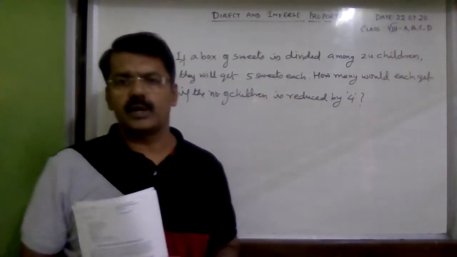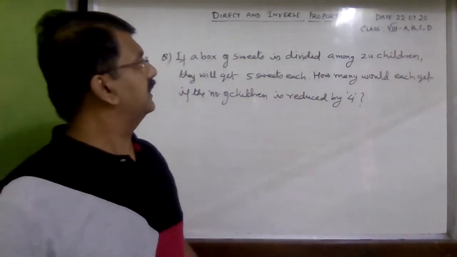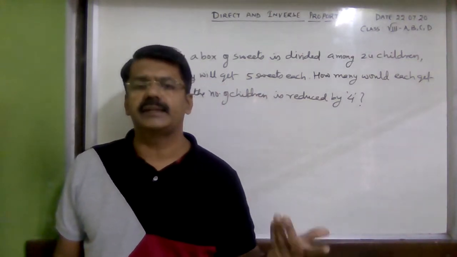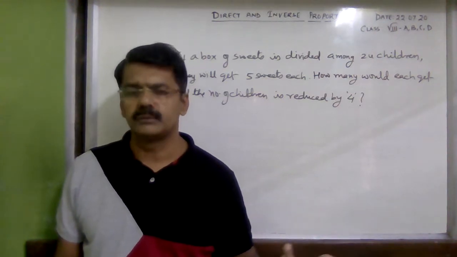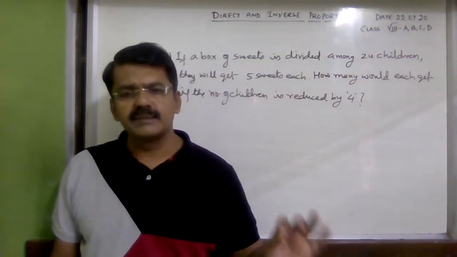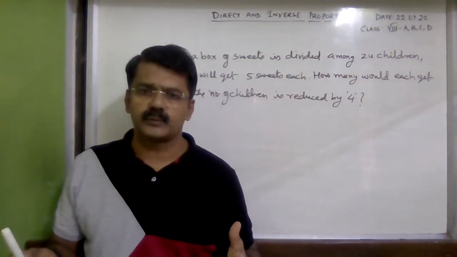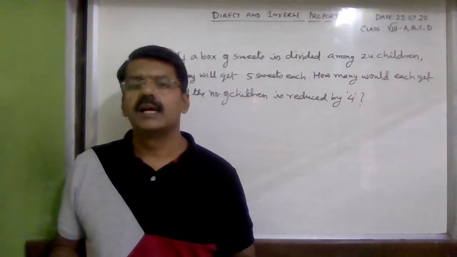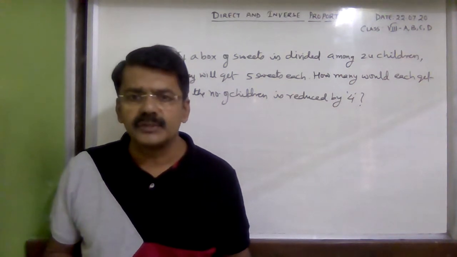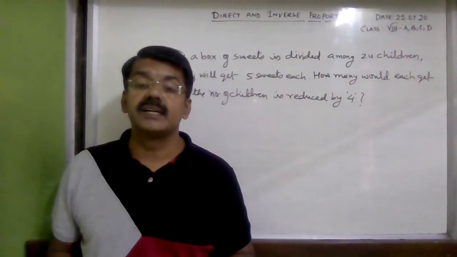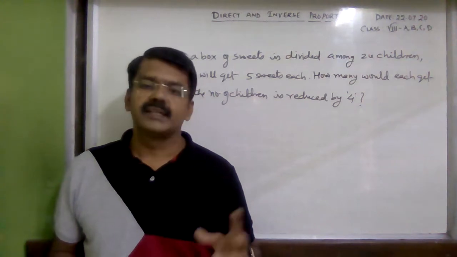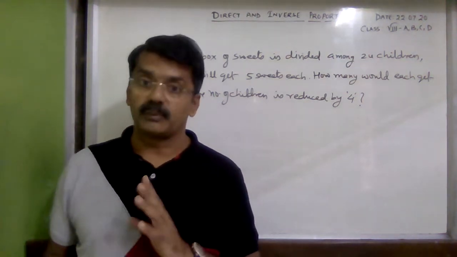Is reduced by 4. Now you see, here the two quantities are the number of children among which the box of sweets is distributed and the number of sweets that every child is getting. So very simple thing, you have a box of sweets, that means the number of sweets is fixed. So if more children are there, each child will get fewer sweets. But if fewer children are there, each child will get more sweets. So the two quantities are in inverse proportion.